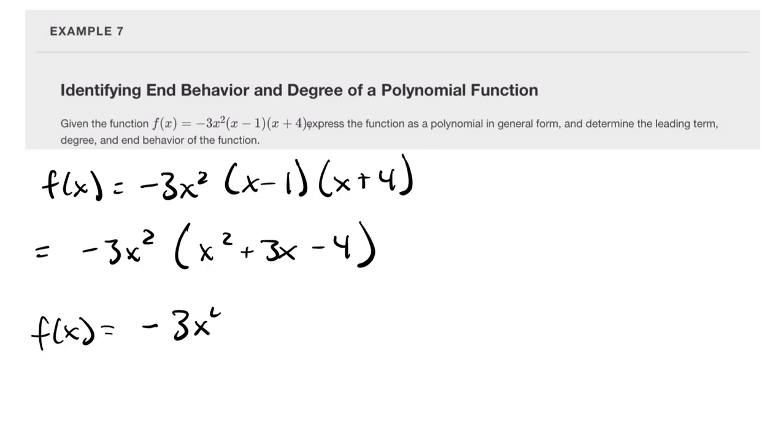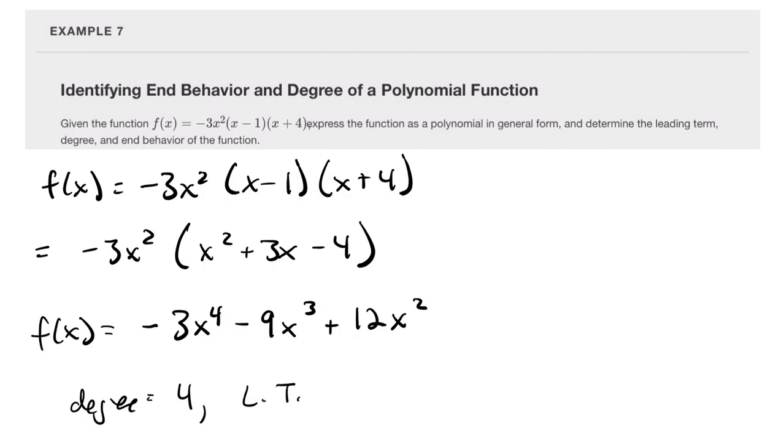negative 3x to the 4 minus 9x cubed plus 12x squared, right? So the degree, the highest power, is a 4. So then our degree is 4. That means our leading term is negative 3x to the 4. And I'm just going to go ahead and put the leading coefficient. The leading coefficient is negative 3.